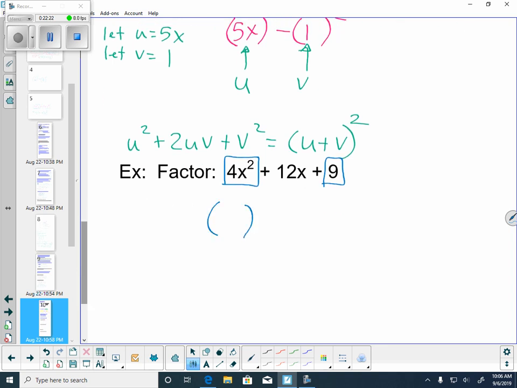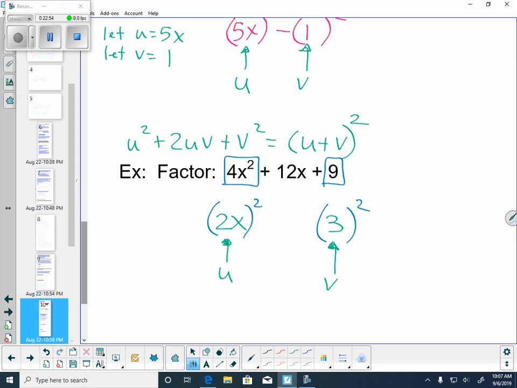So again, I would say slow it down and ask, what do I need to square in order to get 4x squared? Shelby? 2x. And Shelby, what do I need to square to get 9? 3. So in this case, Shelby's telling us that our u is going to be 2x. Agreed? And our v is going to be 3.